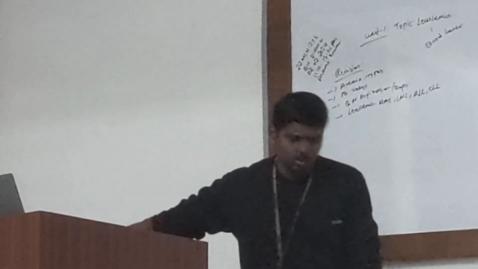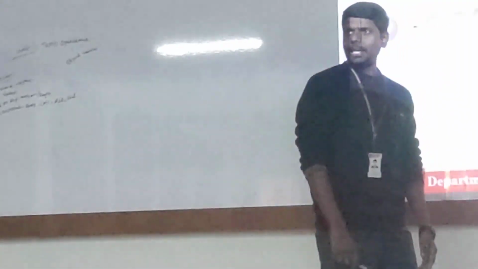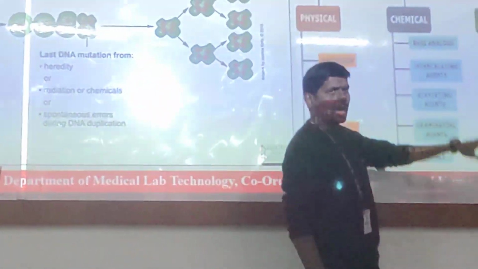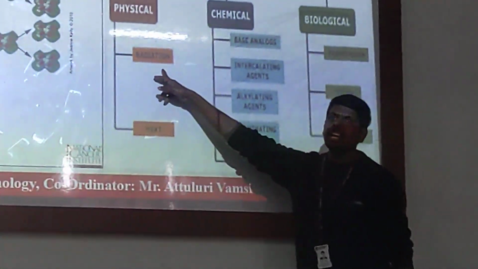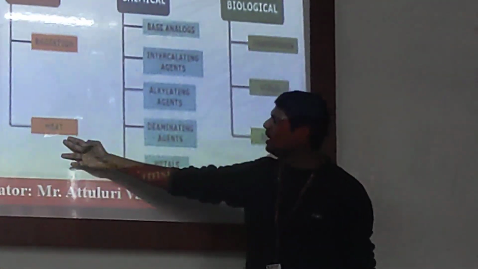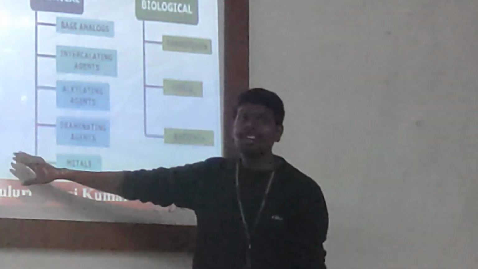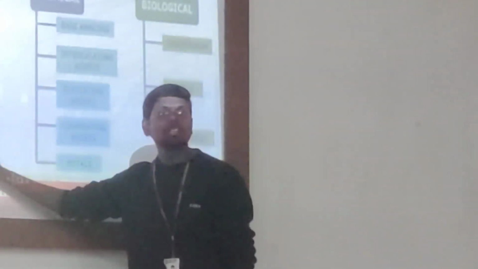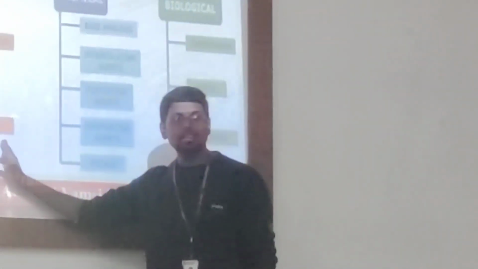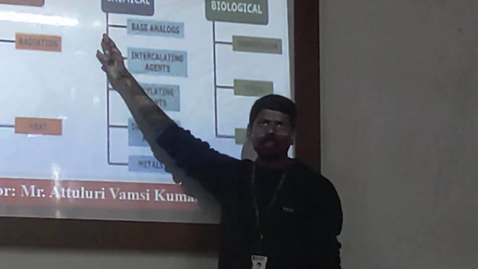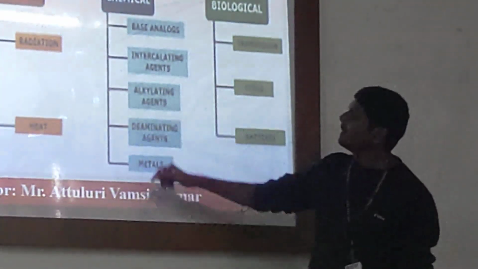And now see these things. What are the factors that will cause a cancer? There are physical factors, chemical and biological. Physical factors like radiation, exposure to UV rays and heat. A prolonged exposure to heat can cause a cancer, keep in mind. Another one is chemicals. Exposure to chemicals, base analogs.